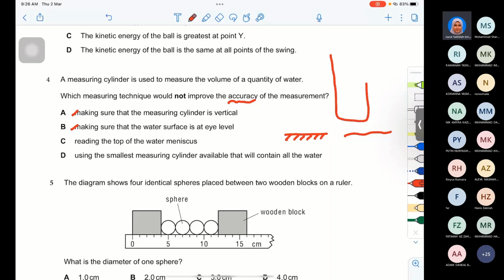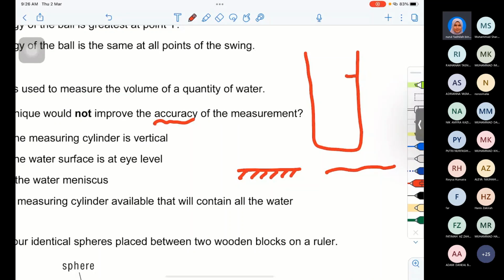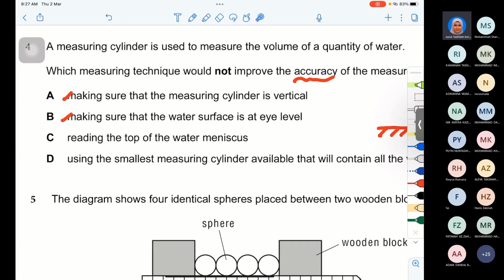Okay, and then reading the top of the water meniscus. Do you know about meniscus? What is meniscus? If this is the scale, this is the level of water. Which part is the meniscus? How do you read this? Is it at position A or at position B, or do you see from the top? You must read from position B. Yeah, right. So this one is incorrect, and the answer should be C, not improving.